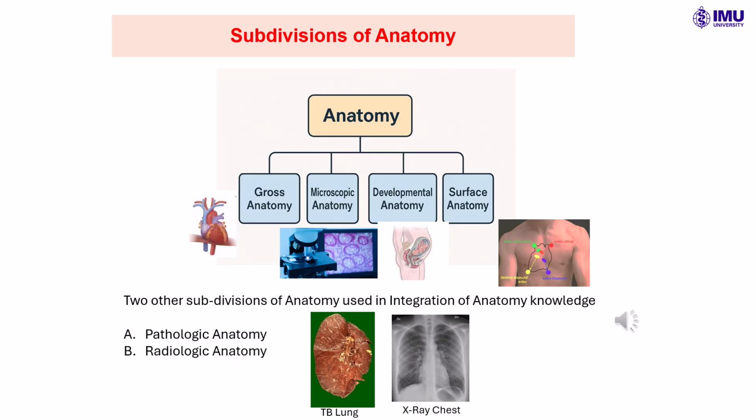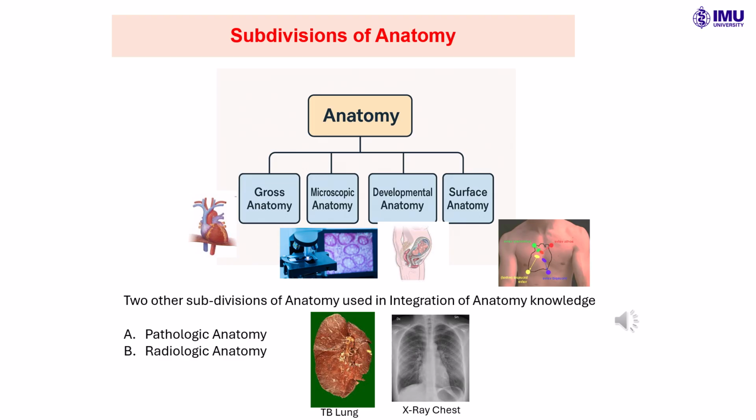3. Developmental anatomy. From baby bump to birth and beyond. Ever wonder how a single cell becomes a baby? This branch studies how the body is formed from the moment of fertilization all the way through growth and development. The early part is called embryology.